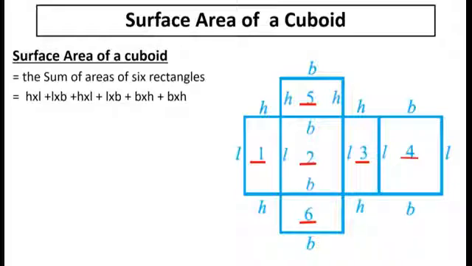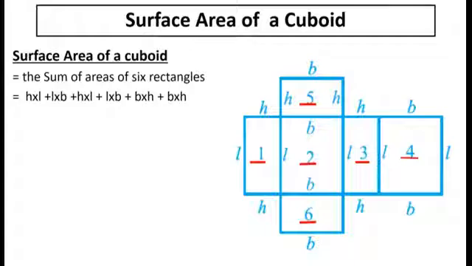So for first rectangle, area is H into L. For second, it is L into B. For third, it is H into L. For fourth, it is L into B. For fifth, it is B into H. And for sixth, it is B into H.